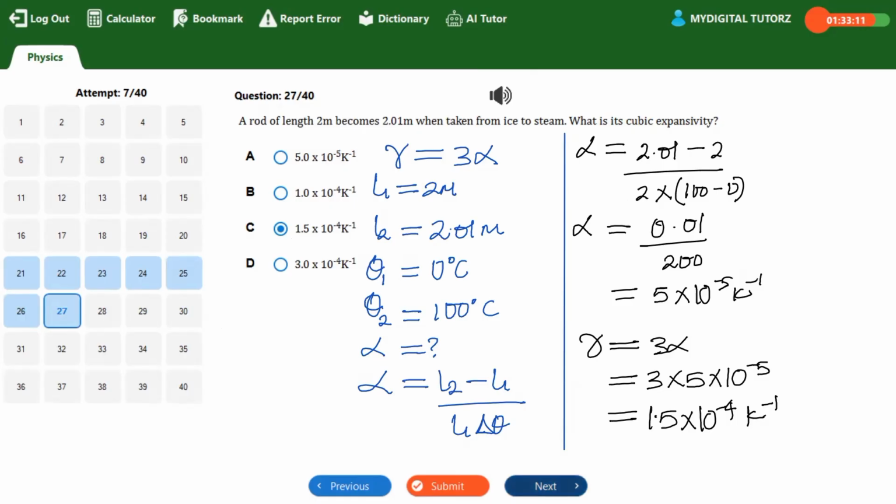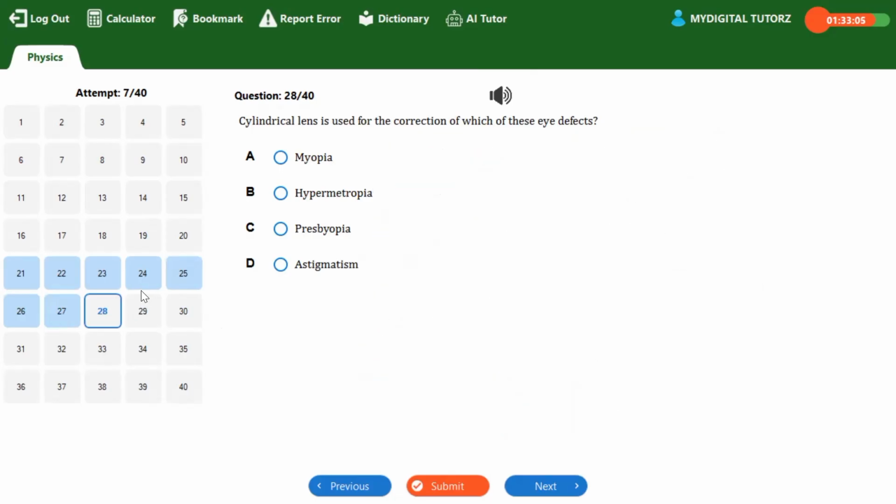So moving on to the next question, which is question 28. It says, a cylindrical lens is used for the correction of which of these eye defects? It is for astigmatism. Please take note of this type of question. It's for astigmatism. The next question is question 29.